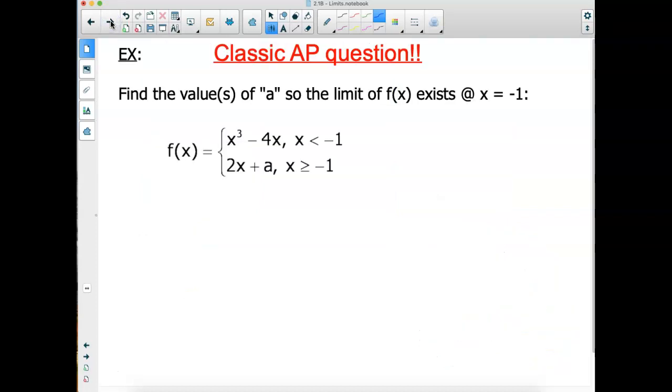This next one right here, classic. I've seen these problems on virtually every practice AP exam I've ever seen, okay? Find the value or values, could be plural, could be one value or two values of a, so that the limit of f of x does exist at -1. Okay? So I have a piecewise function here. Got myself a cute little piecewise function. It's only two pieces. I need to find the magical number for a that is going to make this limit exist. Well, let's think about this.